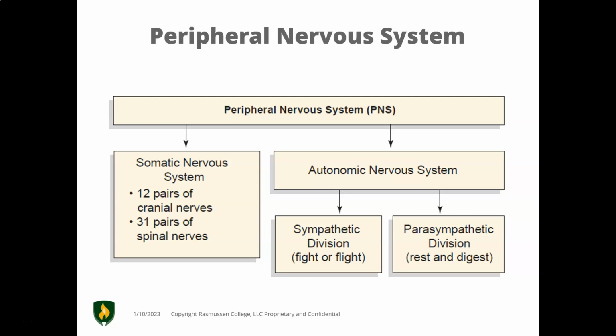Motor impulses transmit to glands and muscles that are not under our conscious control, and they belong to what we call the autonomic. Autonomic means involuntary. And as if that is not quite enough confusion, the autonomic or automatic nervous system breaks down again into two additional systems, the sympathetic and the parasympathetic.